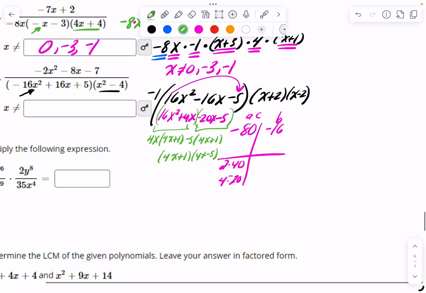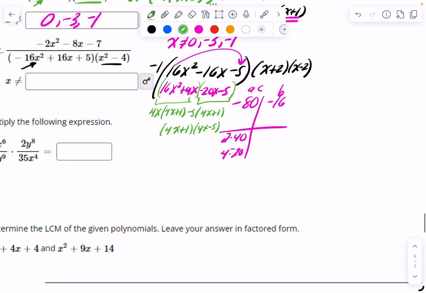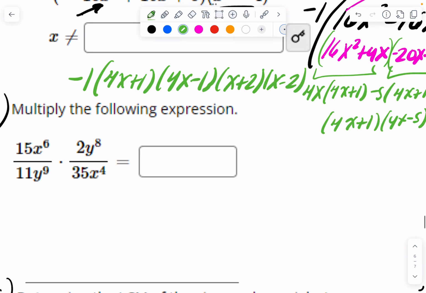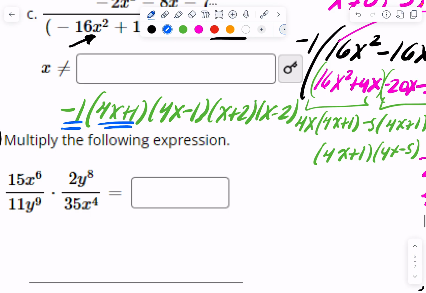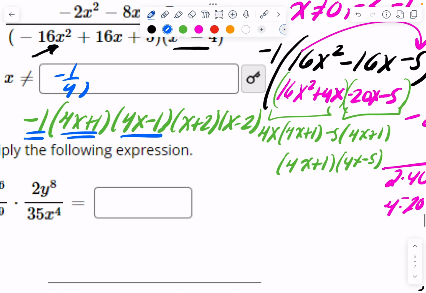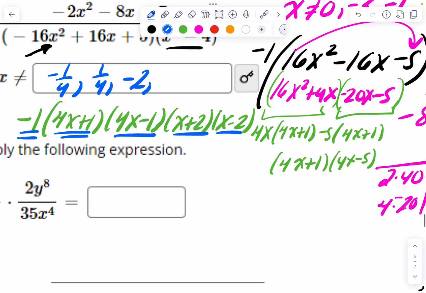So I have a -1 on bottom. Then I have a 4x plus 1 and a 4x minus 1. Then I have an x plus 2 and an x minus 2. So my domain restrictions come from the bottom. -1 can't be 0. It's not. The restriction for 4x plus 1 is -1/4. The restriction for 4x minus 1 is 1/4. The restriction for x plus 2 is -2. The restriction for x minus 2 is +2.